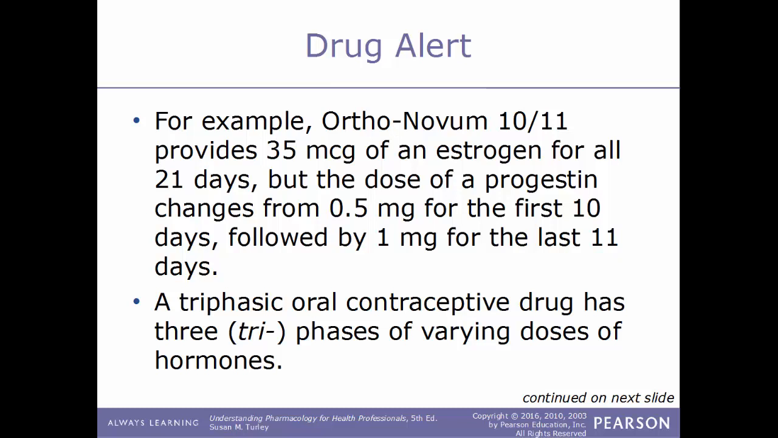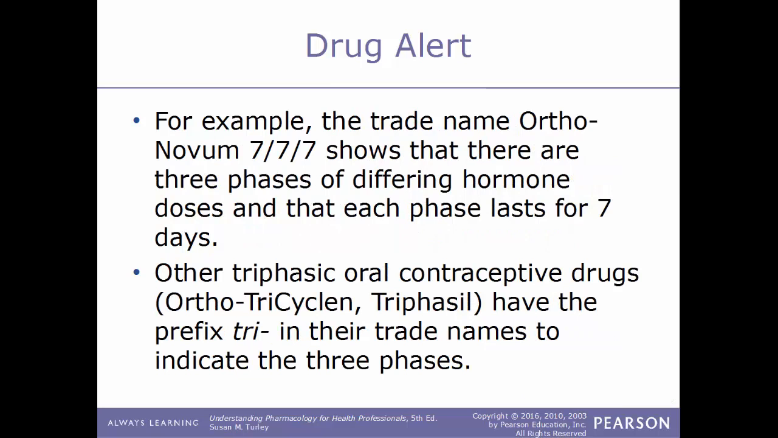A triphasic oral contraceptive drug has three phases of varying doses of hormones. For example, the trade name drug Ortho-Novum 777 shows that there are three phases of differing hormone doses, and that each phase lasts for 7 days. And other triphasic contraceptive drugs, Ortho-Tri-Cyclen and Trivora, have the prefix tri in the trade name to indicate the three phases.